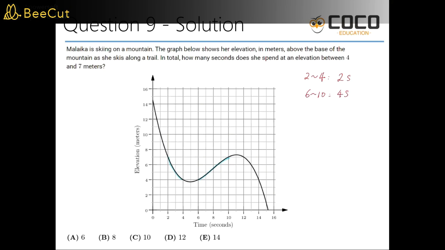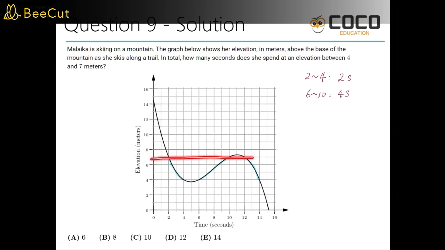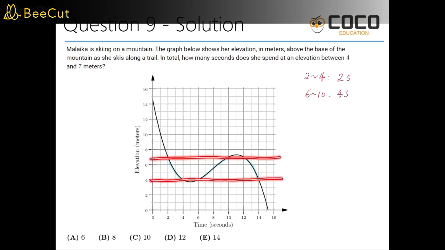So next time in this range is from 12 to 14. So just make sure it's within this range, and then we work out the time. Another 2 seconds. So total is 2 plus 4 plus 2. It's 8 seconds. Let me choose option B.